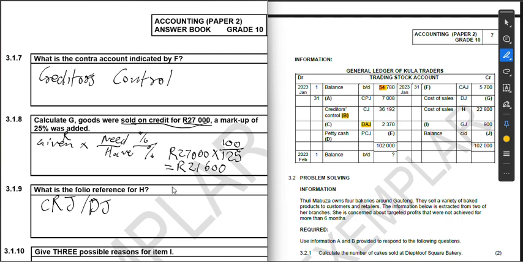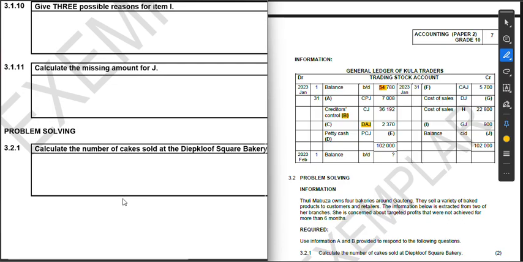All right, ladies and gentlemen, we are done with H. We are going to continue to 3.1.10. Now in 3.1.10, ladies and gentlemen, it says give 3 possible reasons for item I. Now let us look. Where is I? Here is I. This is from General Journal. Now what could happen in General Journal that could decrease our stock?